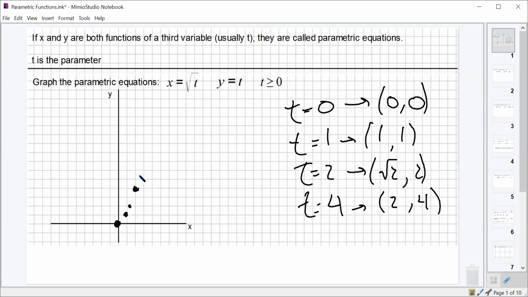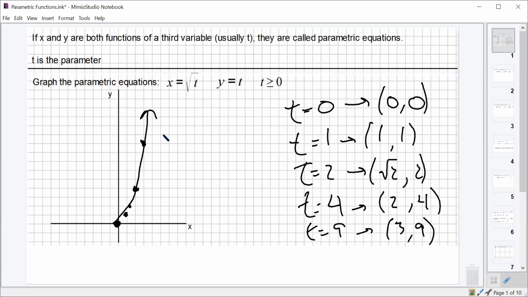We can probably have a general idea of what this is starting to look like. What is this starting to look like? Anybody have an idea of what that's starting to look like? Yeah, it's starting to look at least like a parabola, exactly. Not a full parabola, only half of a parabola, right? If we put in, let's say t equals 9, that's the next nice easy one, right? That gives us the point 3 comma 9. This is just the right-hand half of a parabola, right?